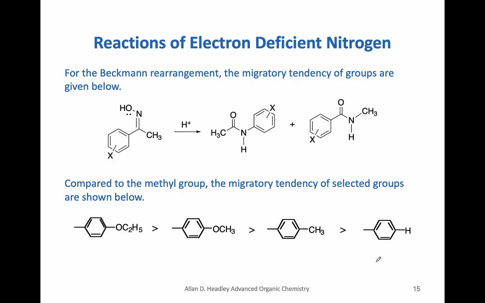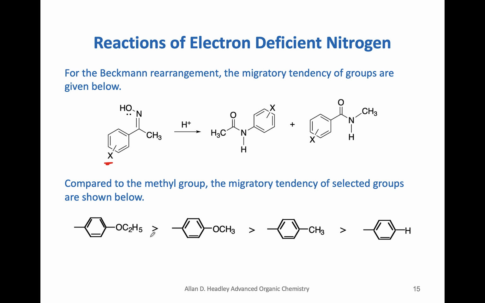So as a summary, for the Beckmann rearrangement, if we have substituents such as X, if they're electron donating, it's going to make this transition state for the migration much more stabilized compared to the phenyl ring. And of course, if it's electron withdrawing, it's going to destabilize it. So here is a trend.